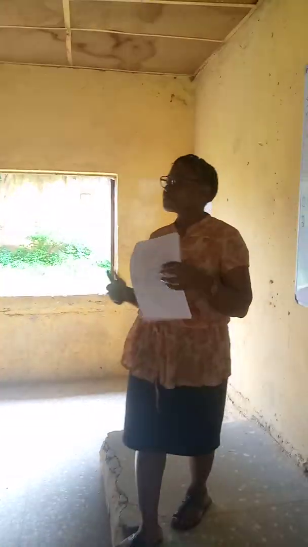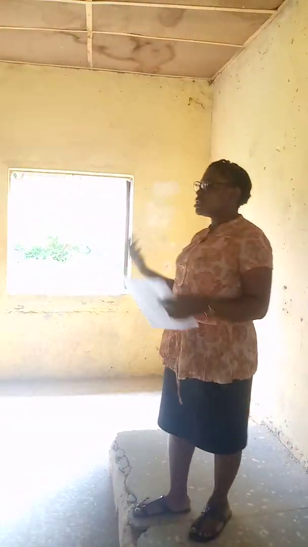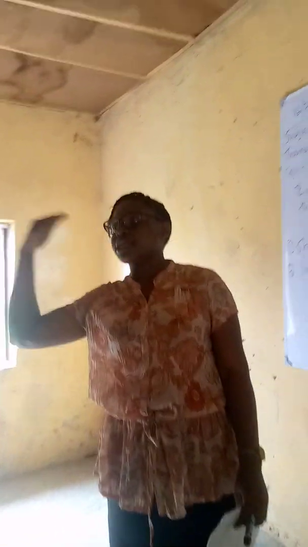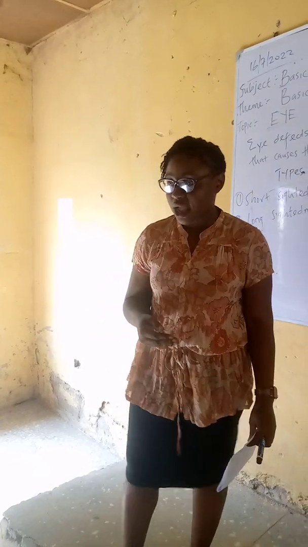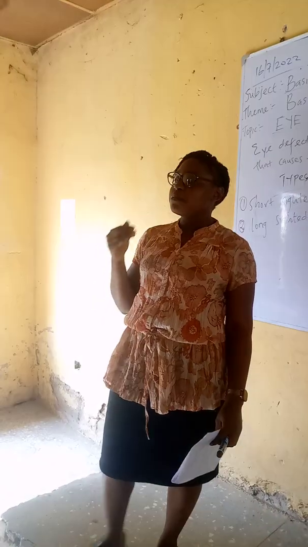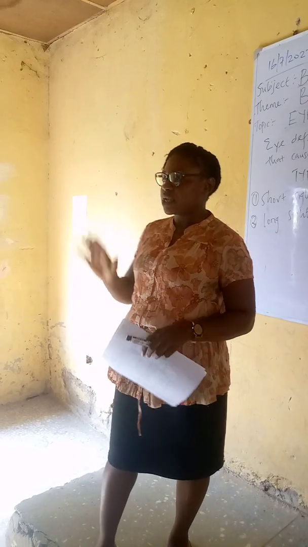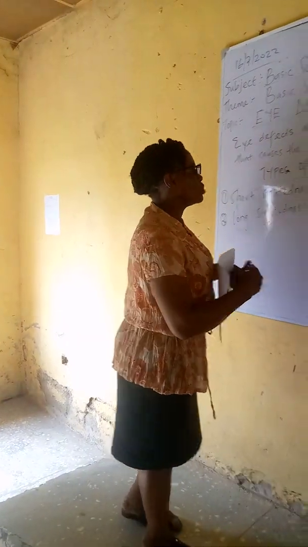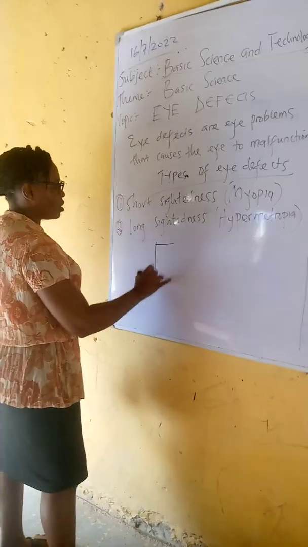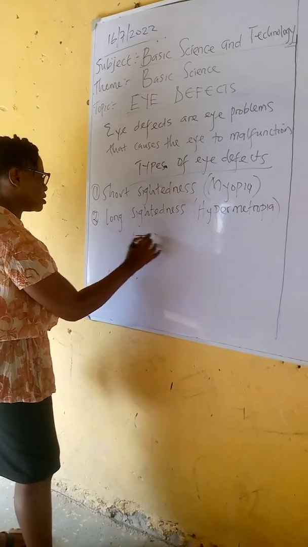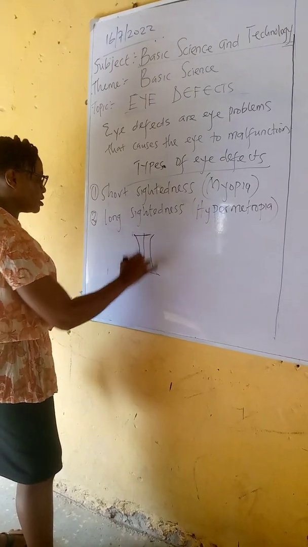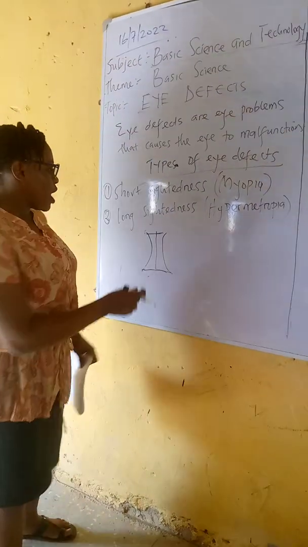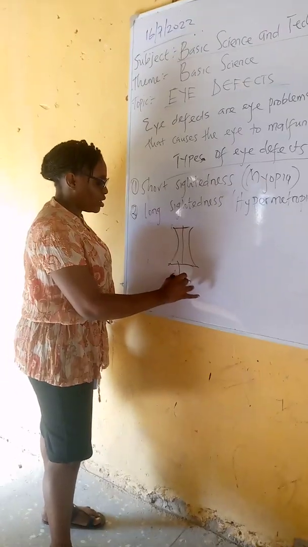Short-sightedness simply means the individual can see close by objects clearly, but they cannot see far objects clearly. Do you understand? Yes. And this can be corrected with the use of a concave lens. Something like this. We have it in the lab. Maybe in the next class I'll take it to the lab. This is a concave lens.